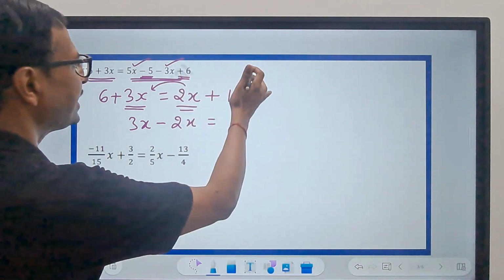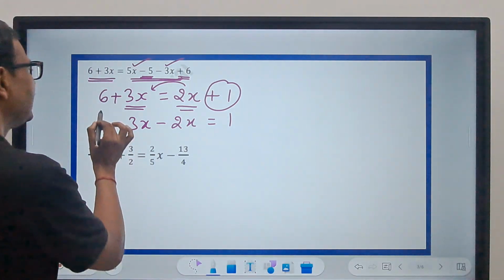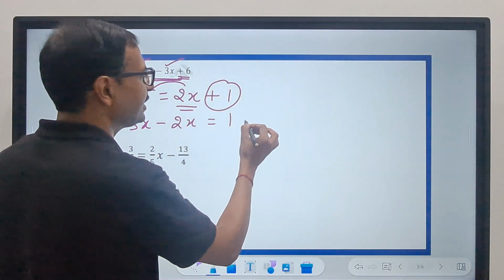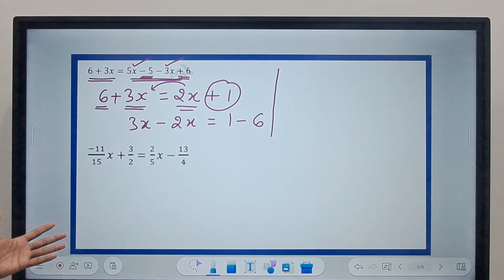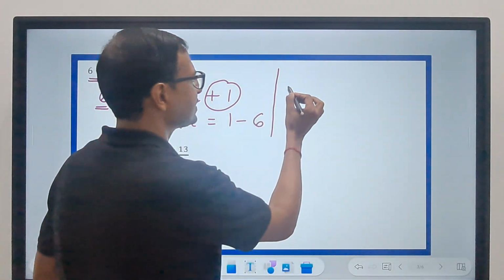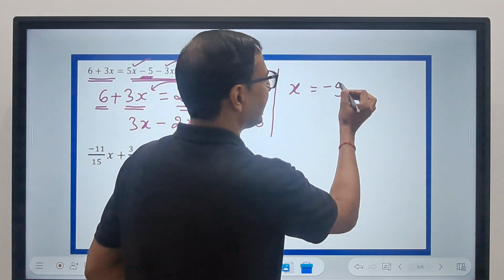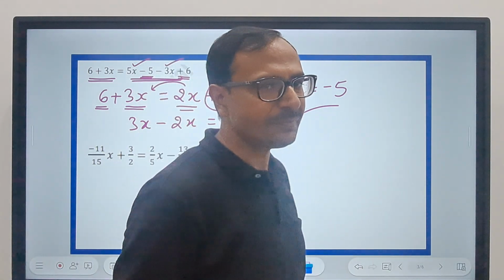So on the right hand side, I already have this plus 1, so no change with plus 1. Only this term plus 6 is going to be shifted to the right hand side, making it minus 6. And what happens after that is pretty elementary. 3x minus 2x is x and 1 minus 6 is minus 5, which is the solution for this particular question.